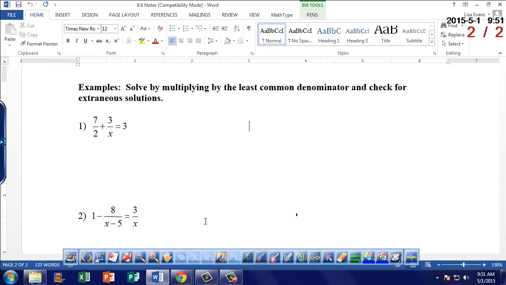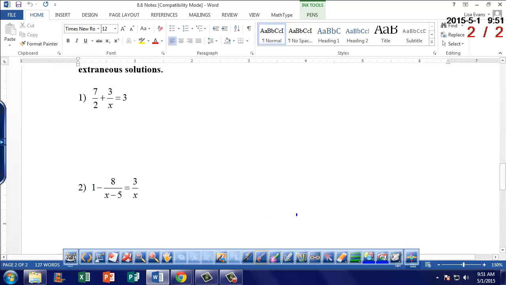By doing that, you're going to get rid of all the denominators. So step 1 in these problems would be to find the least common denominator. So when I look at number 1, I'm only going to look at the 2 and the x. So the least common denominator is going to be 2x.